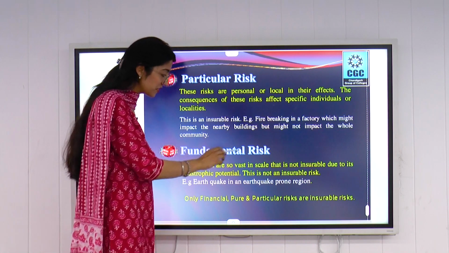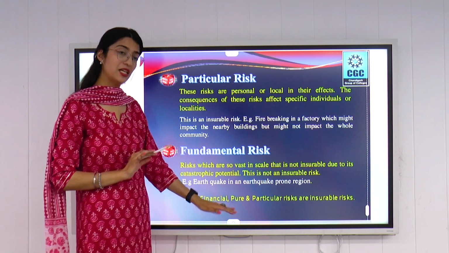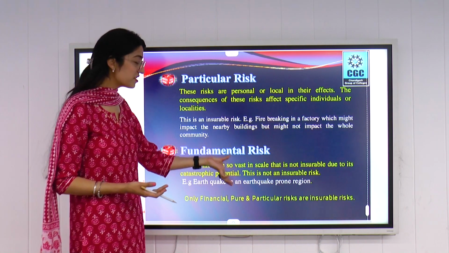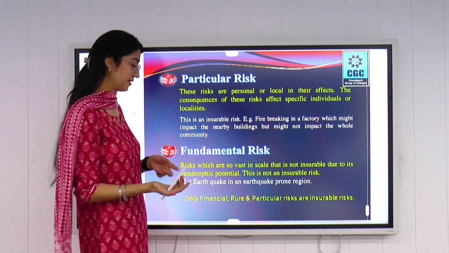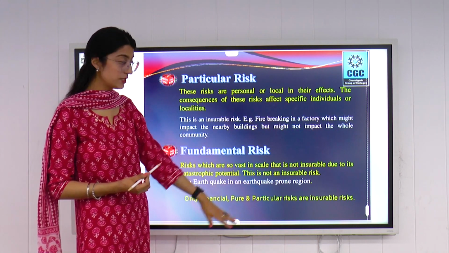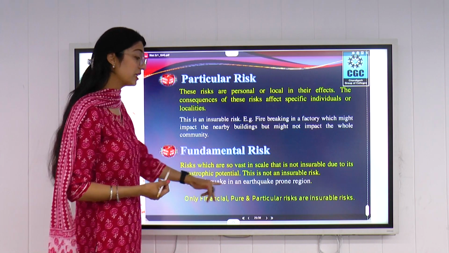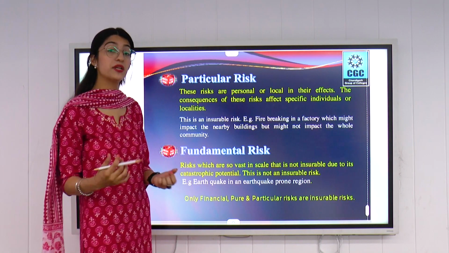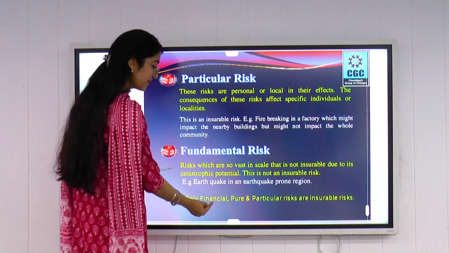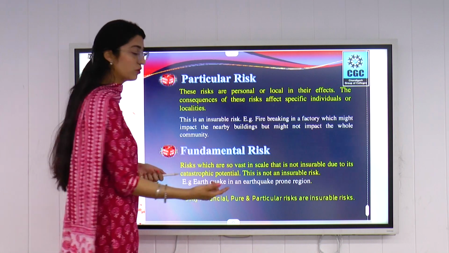The last one is fundamental risk. Now, fundamental risk is something which was not insurable earlier, but these days, because of the high demand, companies are providing it. This is related to natural disasters. Basically, the risks which are so vast in scale that they are not insurable. Earlier it was due to the catastrophic potential. Now these days companies are providing it because of the high demand and because of the competition. So the financial, pure and particular risks are insurable, and a few fundamental risks are also insurable.